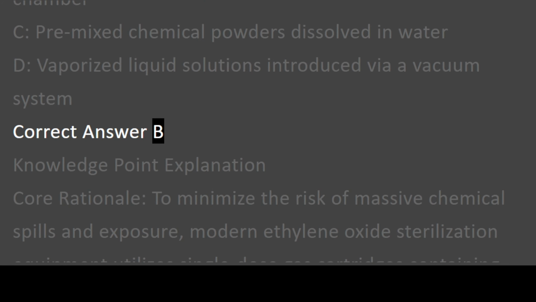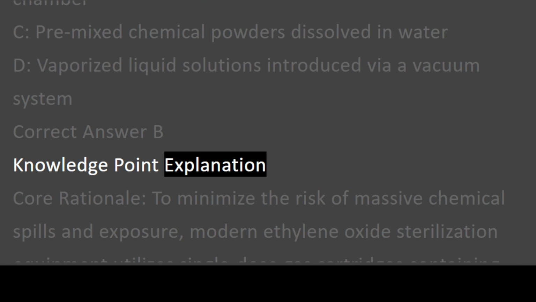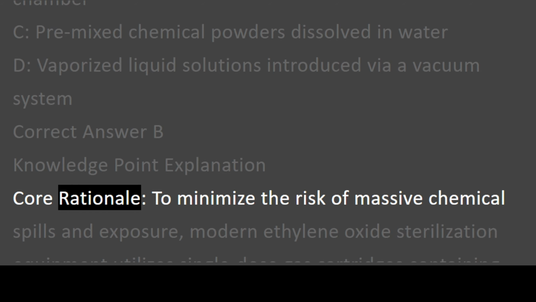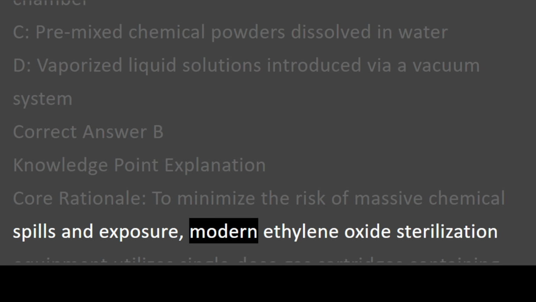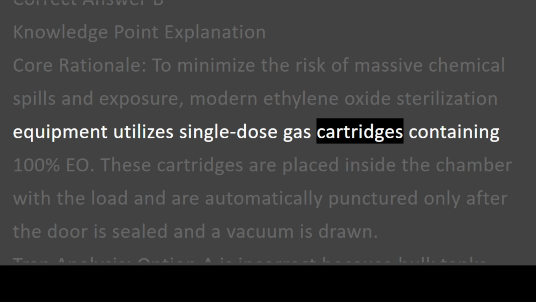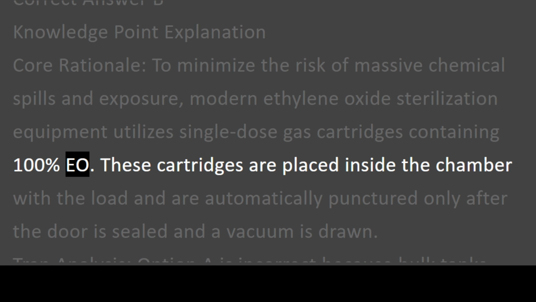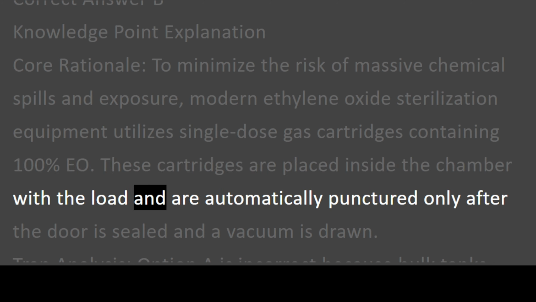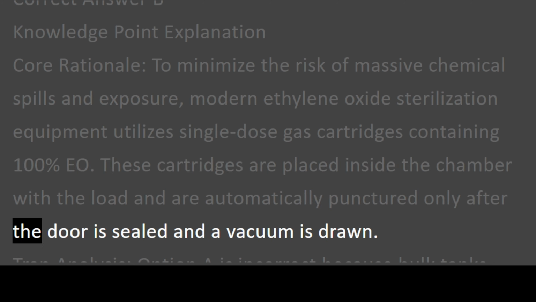Correct answer B. Knowledge point explanation. Core rationale. To minimize the risk of massive chemical spills and exposure, modern ethylene oxide sterilization equipment utilizes single-dose gas cartridges containing 100% EO. These cartridges are placed inside the chamber with the load and are automatically punctured only after the door is sealed and a vacuum is drawn.